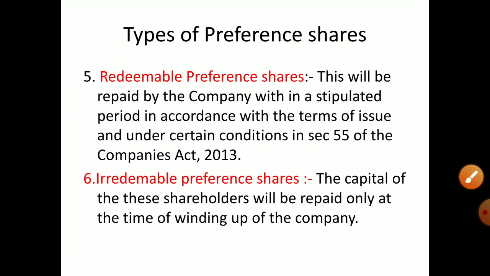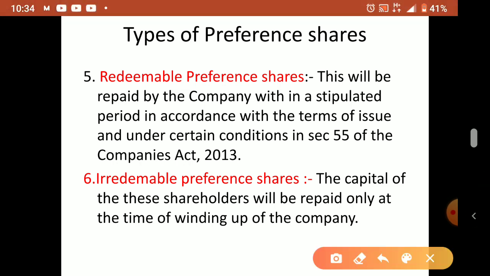Next is redeemable and irredeemable, the next type. Redeem means repay, repayment. Redeemable means it will be repaid by the company within a stipulated period in accordance with the terms of issue and under certain conditions in Section 55 of the Companies Act 2013. So redeemable means, suppose through a preference share issue the company collected 5 lakh rupees. Okay, so this 5 lakh we collected for 5 years.